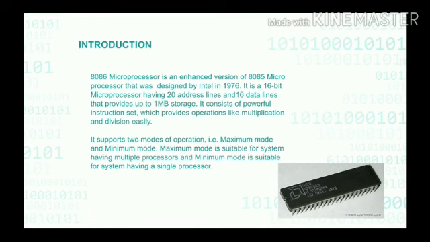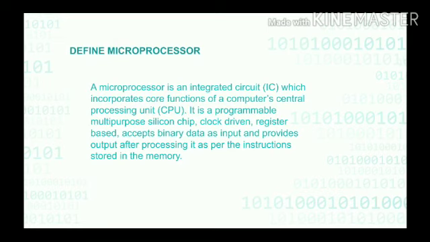Definition for microprocessor. A microprocessor is an integrated circuit which incorporates core function of a computer's central processing unit, CPU. It is a programmable multi-purpose silicon chip, clock driven, register based, accepts binary data as input and provides output after processing it as per the instructions stored in the memory.